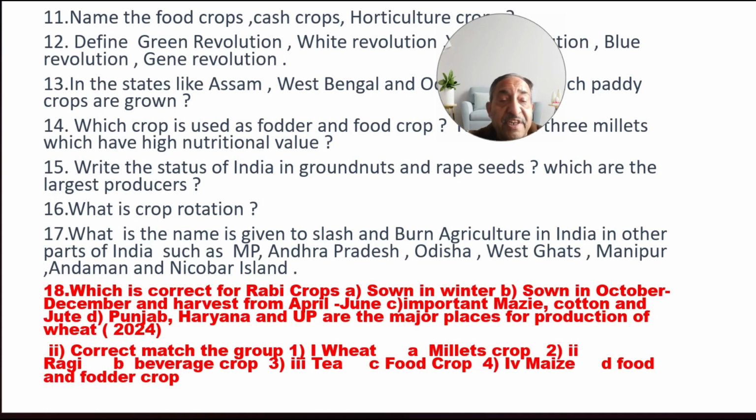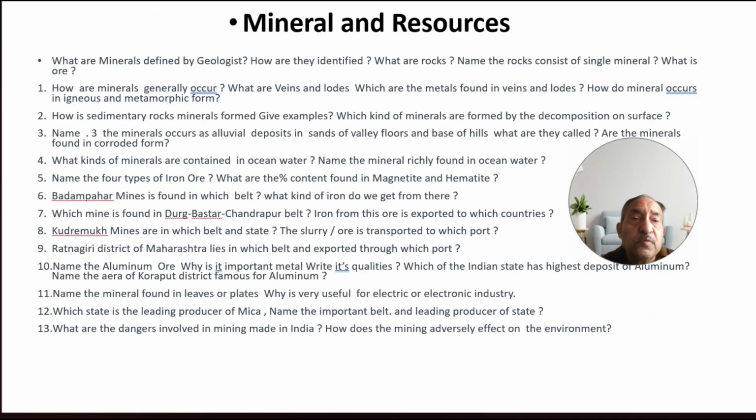Next, the second correct match of the group. First, wheat, a millet crop. Second, ragi, a beverage crop. Tea, a food crop. और maize, a food and fodder crop. इनको कॉम्बिनेशन में आपने क्रोनोलॉजिकल ऑर्डर में जो wheat जो है वो फूड क्रॉप है या नहीं है, इसके बारे में आपने बताना है.